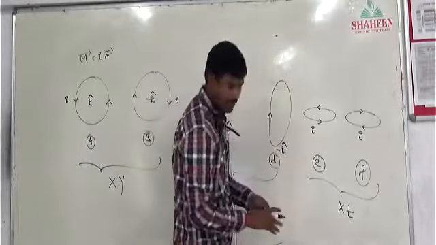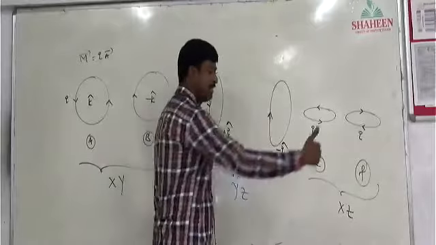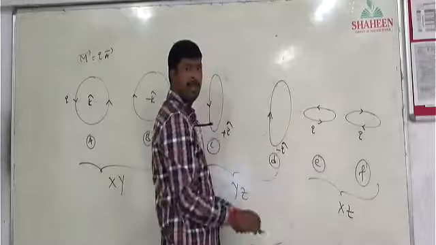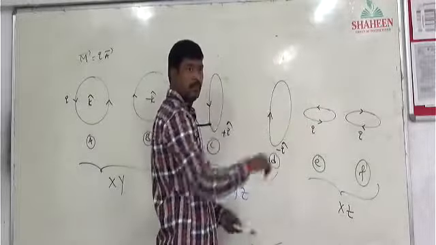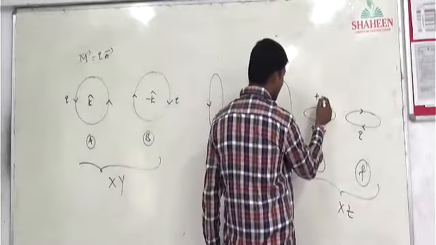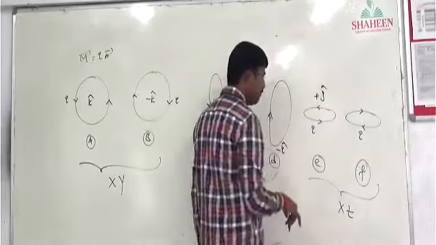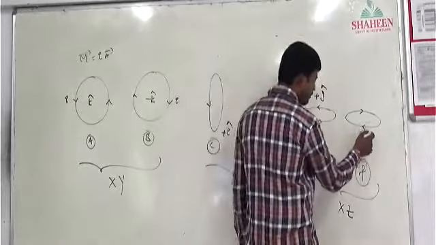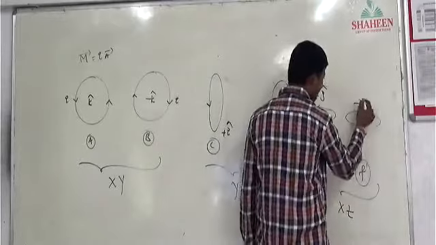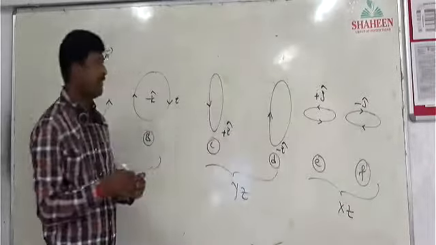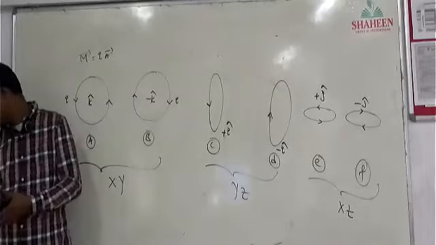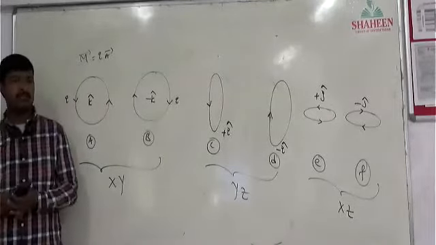And this in the XZ plane, like this is there. Which side? Plus Y. That is plus J cap. Here, minus J. Is it clear now? Every one of you, is the direction clear?